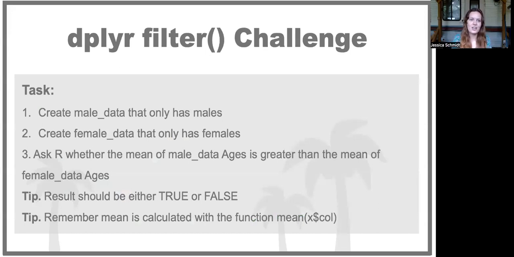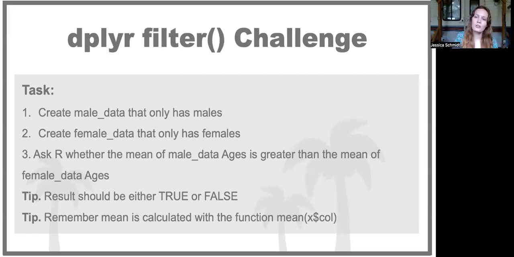Okay, and here is your challenge. Taking everything that we've just learned, I want you to apply it to this. Our task: please create male data that only has males, create female data that only has females, and then ask R, using our logical operator, whether the mean of male data ages is greater than the mean of female data ages. So on average, who's older, the dudes or the ladies?